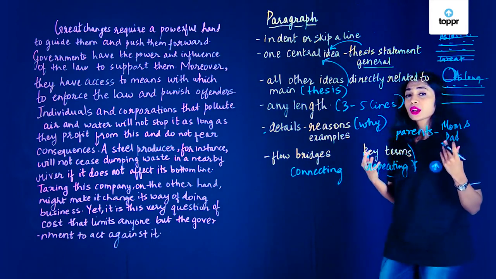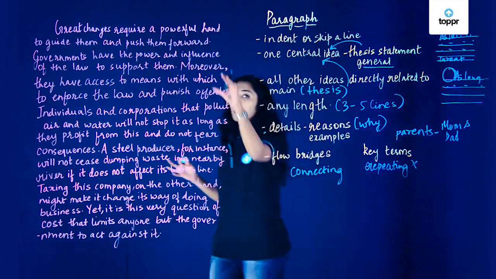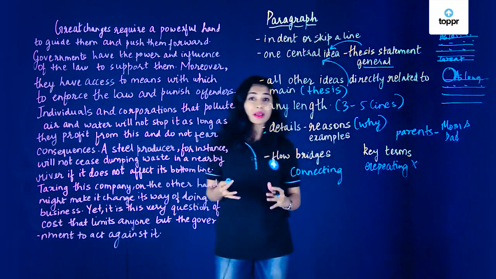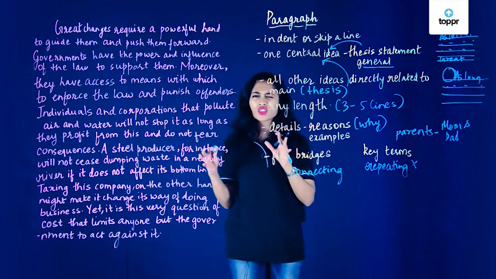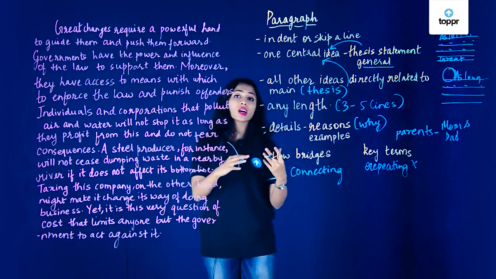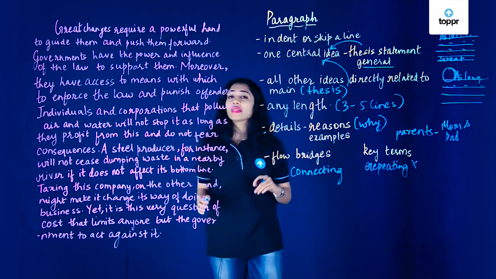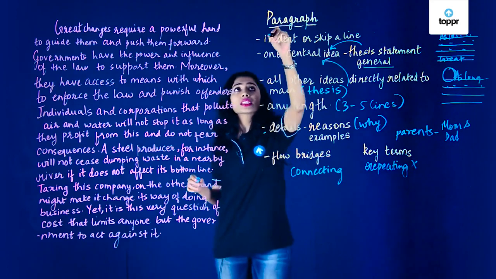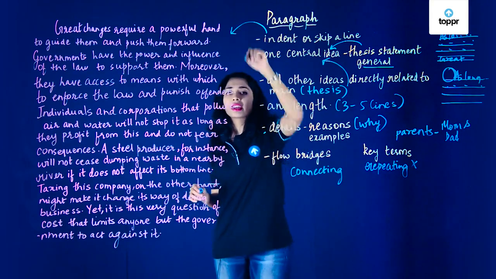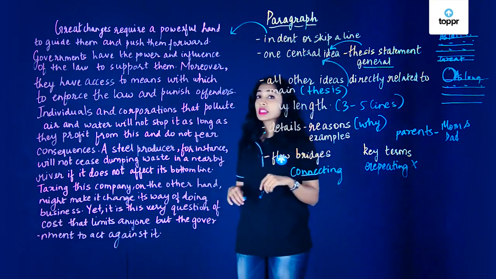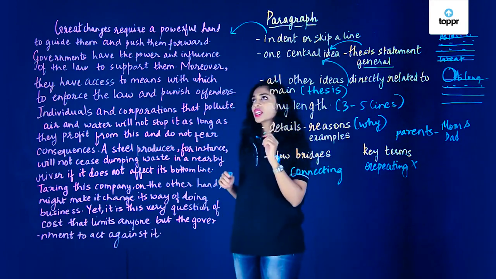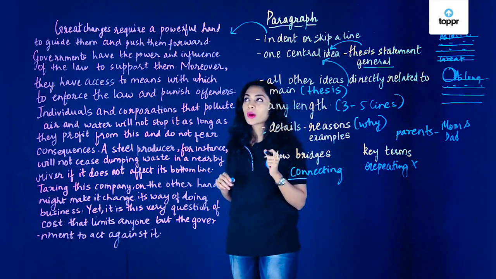So what I've done for you now is that I have written a paragraph for you here. Now this may seem like a long paragraph, but it's not really. We'll read it together first, and then we'll connect all these rules to this paragraph over here. So I'll just start reading it. Great changes require a powerful hand to guide them and push them forward.